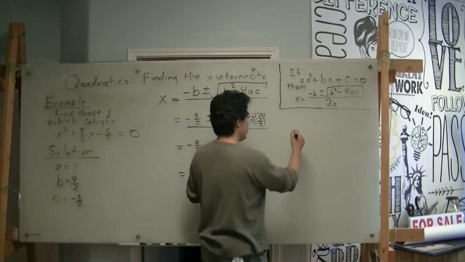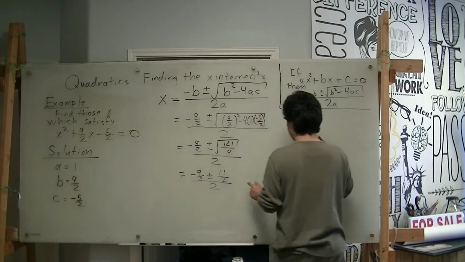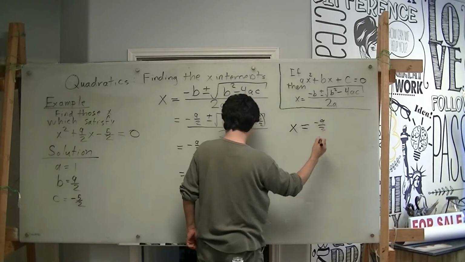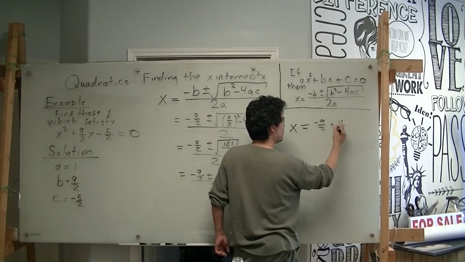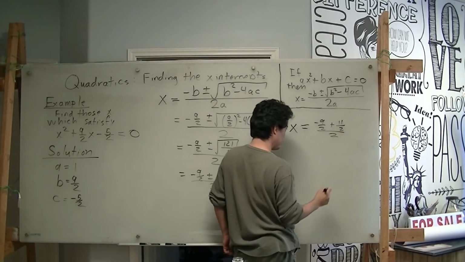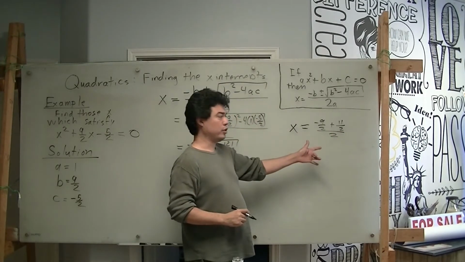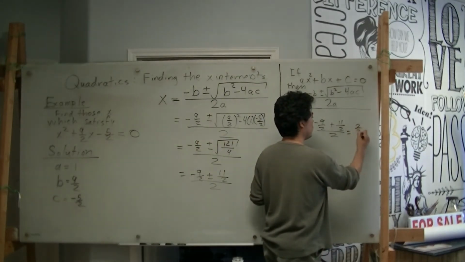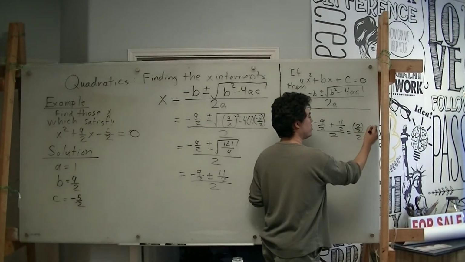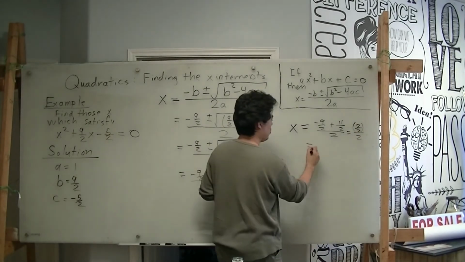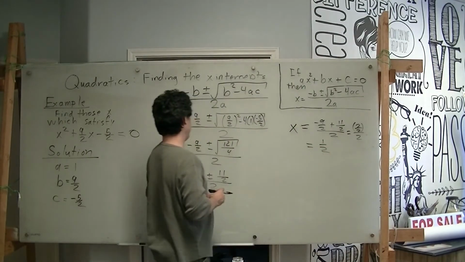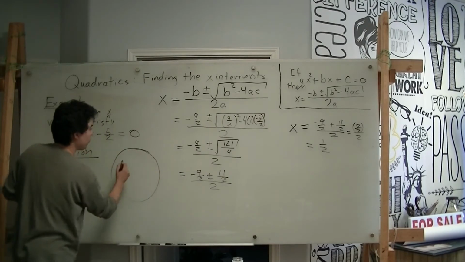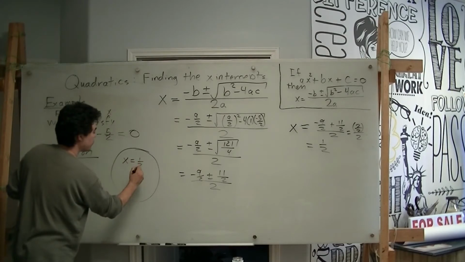So now, when we take the plus part, we're going to get x equals negative 9 halves plus 11 halves over 2. And this will give us 2 halves over 2, which will give us 1 half. And so we can already write over here one of our solutions. Let me put them over here, just for convenience: x equals 1 half.